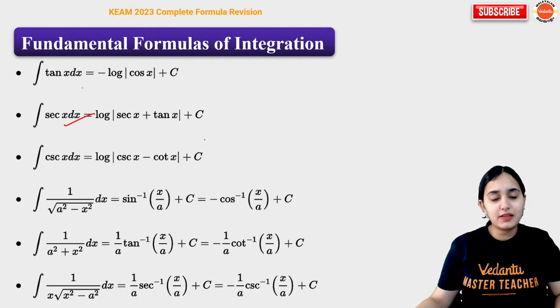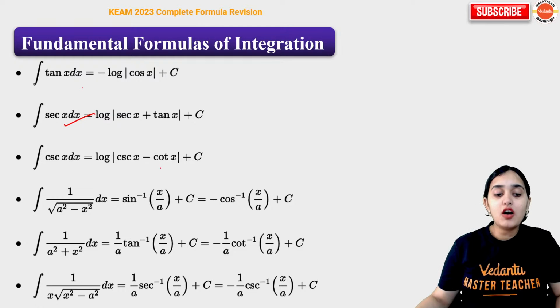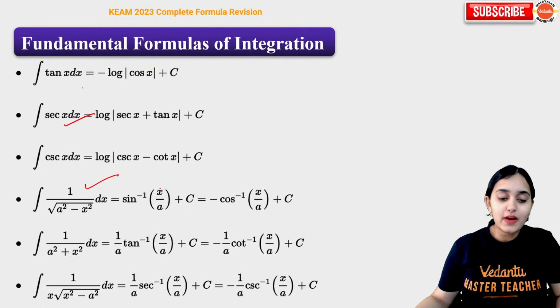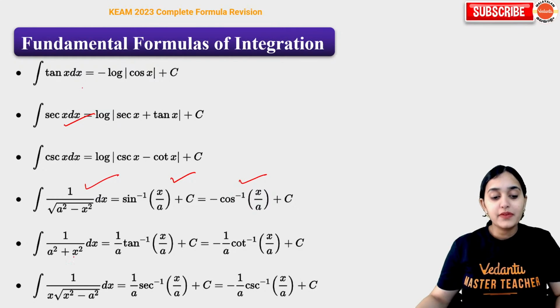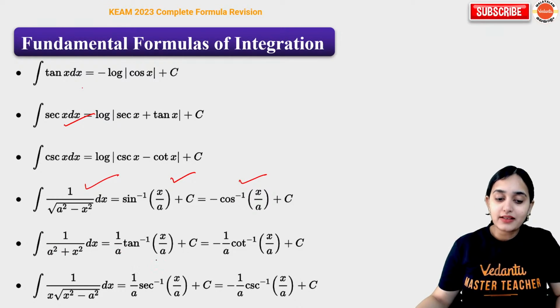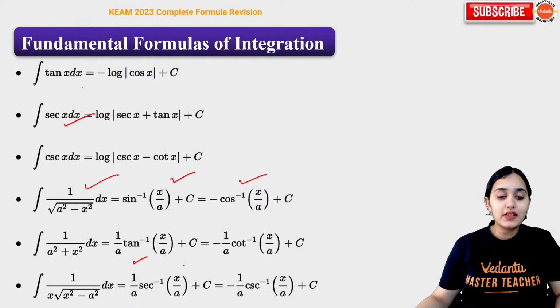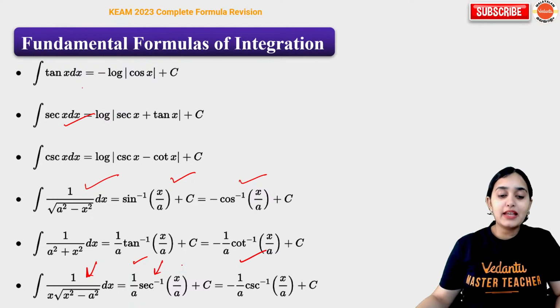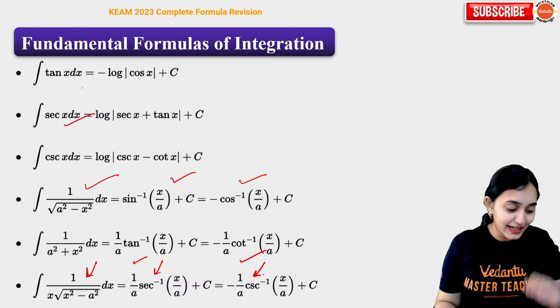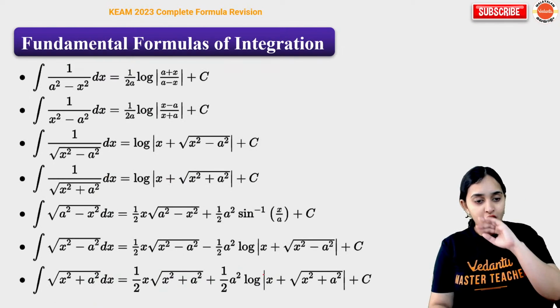Now here, integration of tan x is minus log cos x. Sec x is log sec x plus tan x. Cosec x is log cosec x minus cot x. Integration of 1 upon root over a square minus x square is sin inverse x by a or minus of cos inverse x by a. 1 upon a square plus x square is 1 by a tan inverse x by a or minus 1 by a cot inverse x by a. And integration of 1 upon x root over x square minus a square is 1 by a secant inverse of x by a or minus of 1 by a cosec inverse x by a.